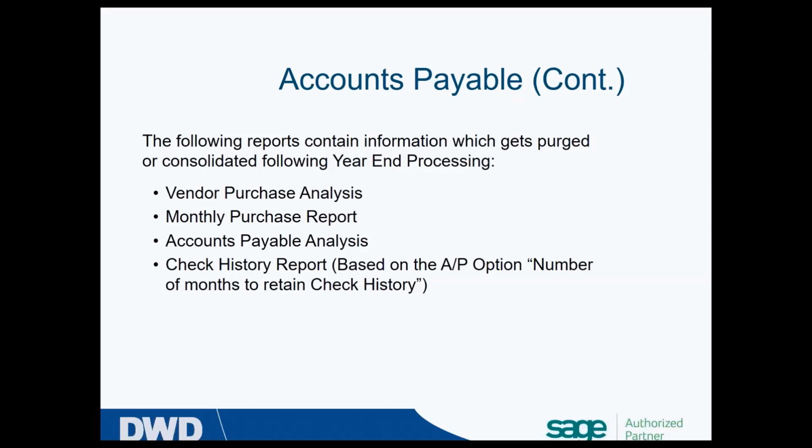You do want to watch out for the check history report. There's an option in your accounts payable module for the number of months to retain check history. So if you don't have that maxed out and you do a certain number of months closing, it's possible that some of that early information will start to trickle off.